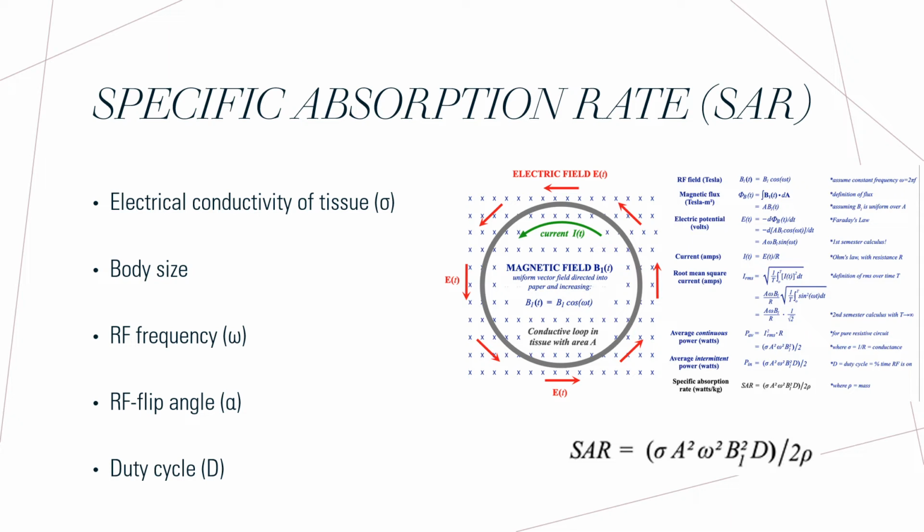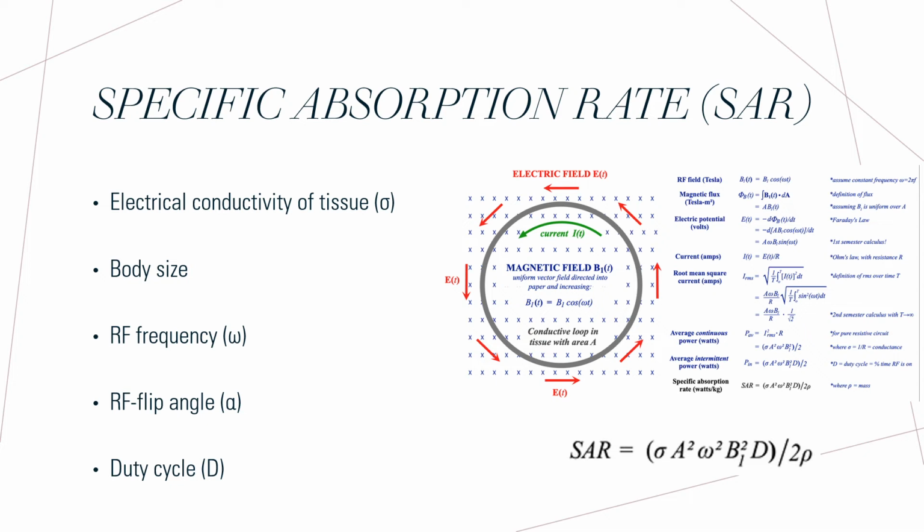So here we have the equation for calculating the SAR. The first one is the electrical conductivity of tissue. So the tissue conductivity fluctuates tenfold throughout the body, maximizing in higher water content materials such as blood and urine, and minimal in tissues such as bone and fat and lungs. The second one is the body size.